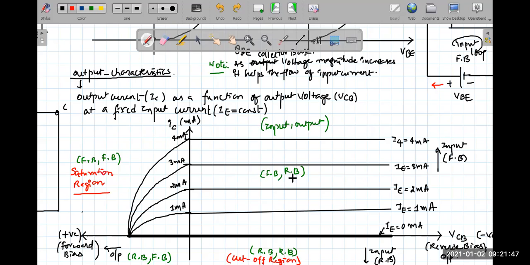So here, forward bias and reverse bias. Here input current is fed, output current is extracted. So you can consider this as the active region.